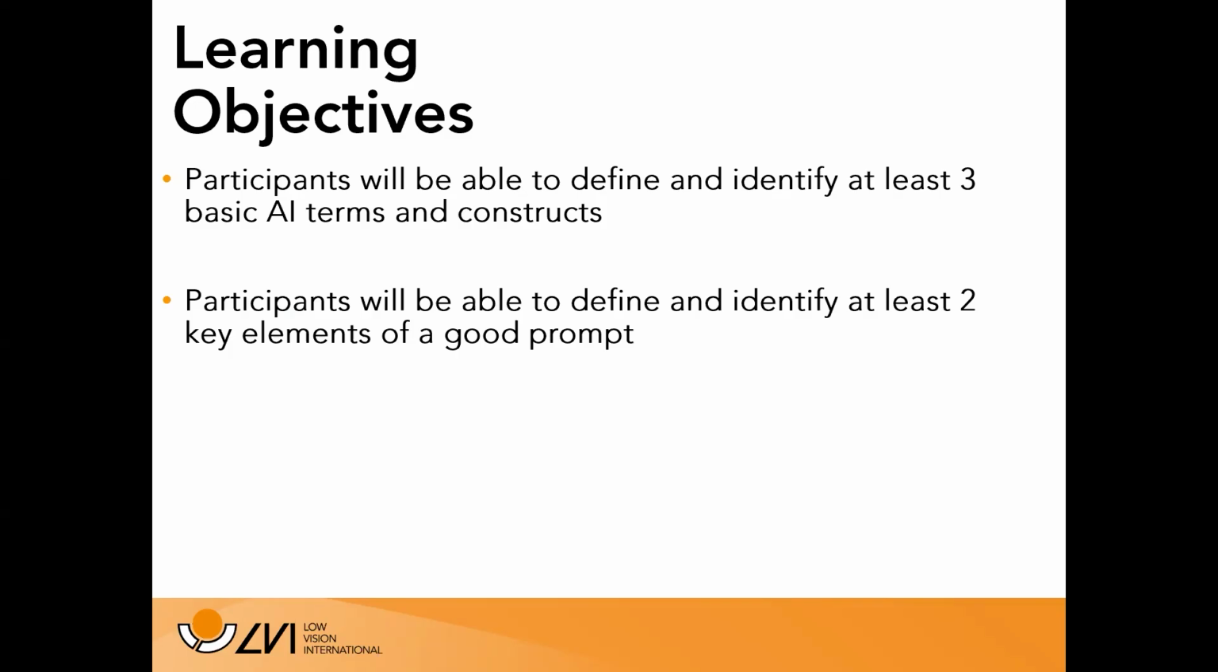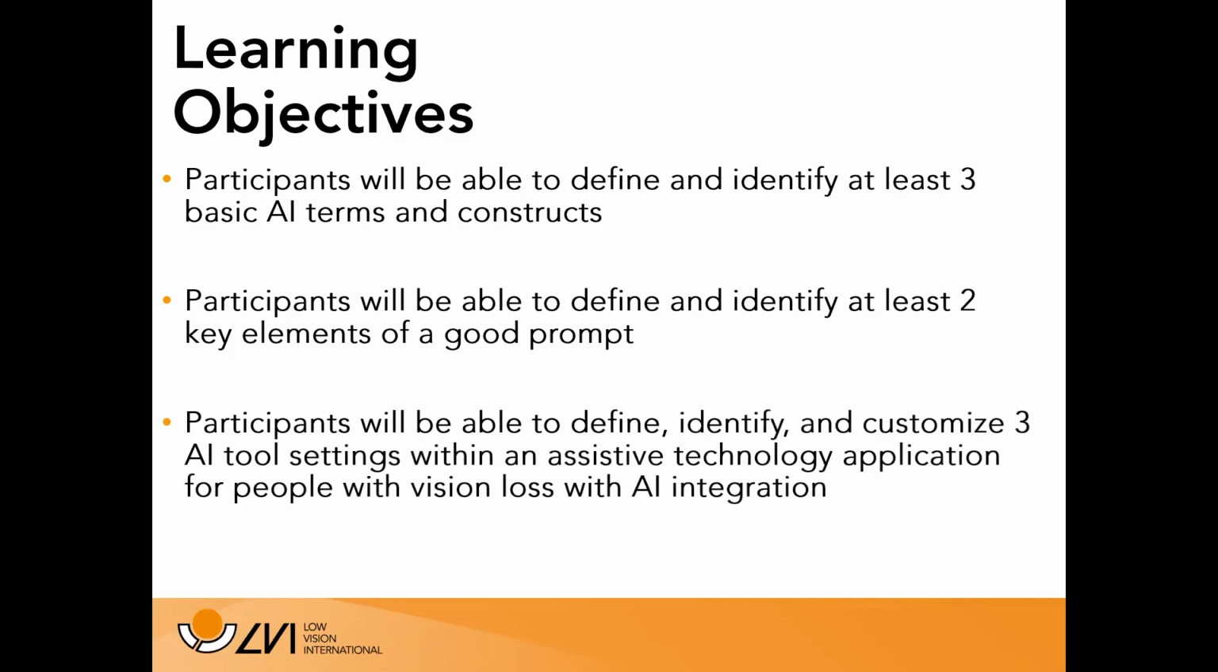Basically, we'd like to talk with you about how best to talk with your chatbot or your AI assistant to get the best results. Finally, participants will learn how to define, identify, and customize 3 AI tool settings within an assistive technology application that has AI integration. Our ultimate goal here is to understand AI a little bit better and how it can be used for people with vision loss at home, at school, at work, and at play.